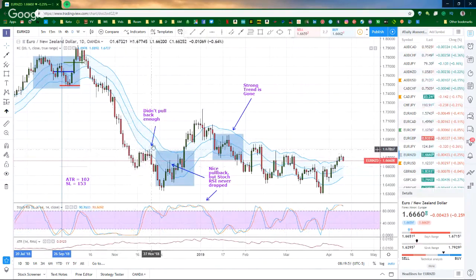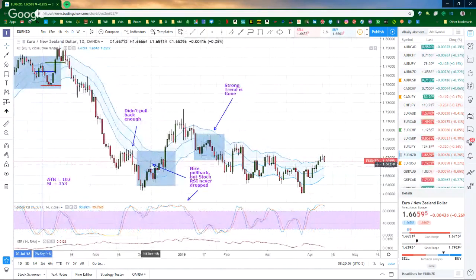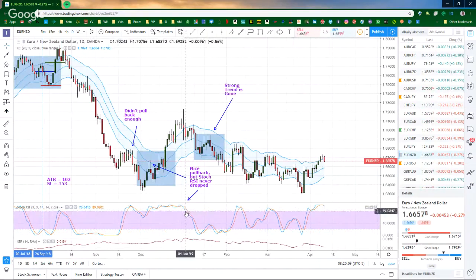Okay. Here's a really nice push down, came outside of the Keltner channel. Did not really pull back enough. I believe in zones, but this is really not that close to the 20 yet. So here's another opportunity where it came to a nice pullback, but then the stochastic RSI never dropped below overbought until it was way up here. And that was after it made a nice uptrend on the outside of the channel. So as soon as it started doing this, I would have taken this potential order off the table.